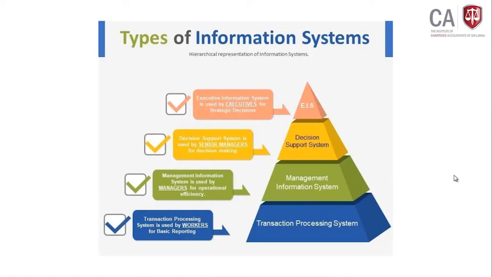Management information system is used by managers. Transaction processing system is used by the workers for basic reporting. So these 4 elements: EIS, DSS, MIS, TPS. These things can be identified by understanding who is involved. In the EIS, executives are involved. In DSS, senior managers are involved. In MIS, managers are involved. In TPS, co-workers.